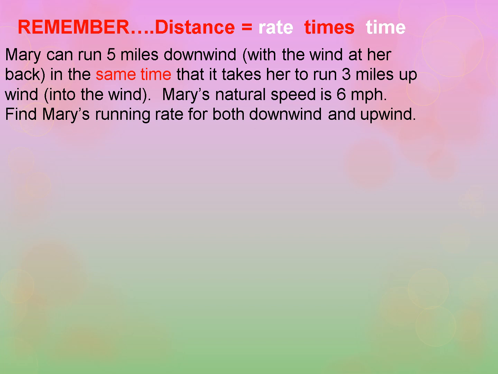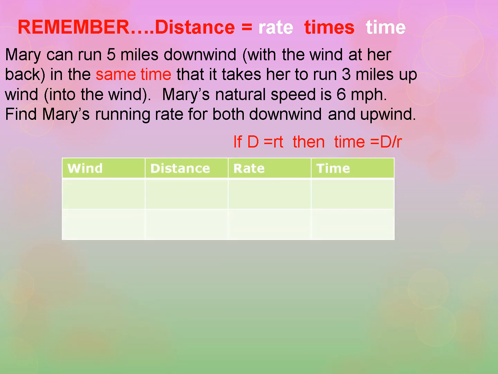So, got to make our table. Again, we're still going to use time is distance over rate. So here's our table. Now, instead of it being type of train, it's the wind. So we know that she's going downwind. That's with the wind at her back. It's pushing her along, kind of speeding her up. And then we have upwind, which is against the wind, meaning it's pushing against her and providing some resistance, and it's slowing her down. So downwind, her distance is 5 miles.